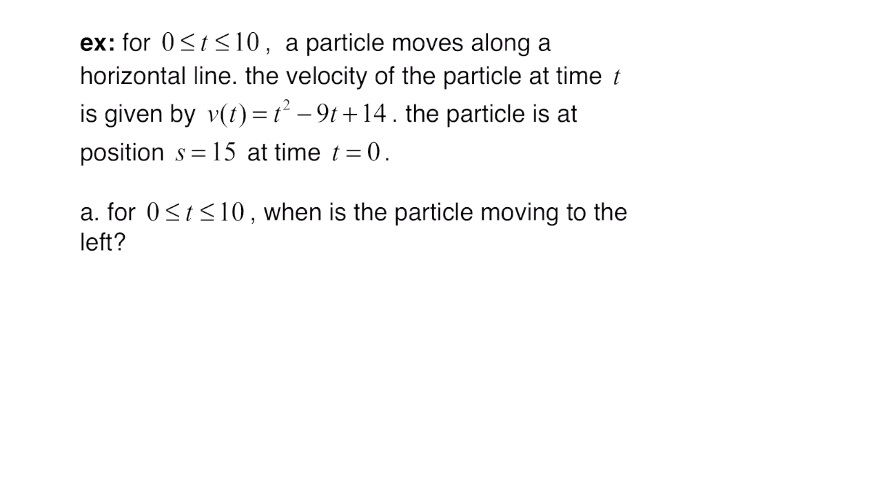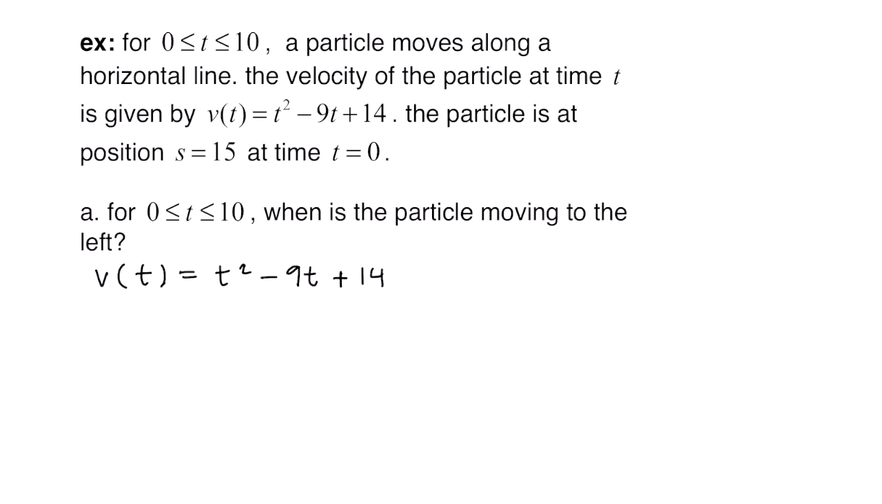This example says, for 0 less than or equal to t less than or equal to 10, a particle moves along a horizontal line. The velocity of the particle at time t is given by v of t equals t squared minus 9t plus 14. The particle is at a position of 15 at the time that t equals 0. Part A says, for the closed interval from 0 to 10, when is the particle moving to the left?